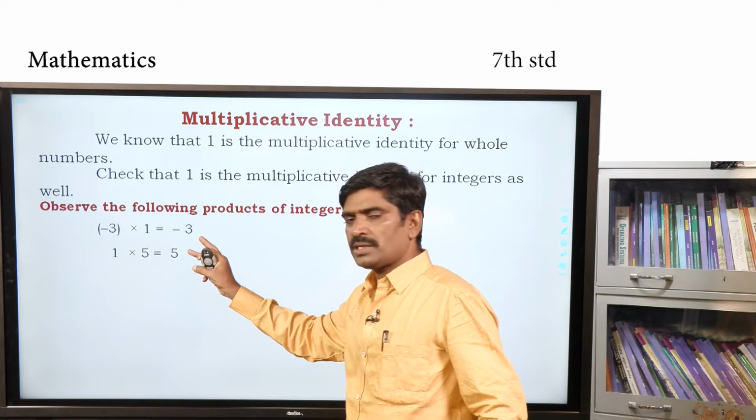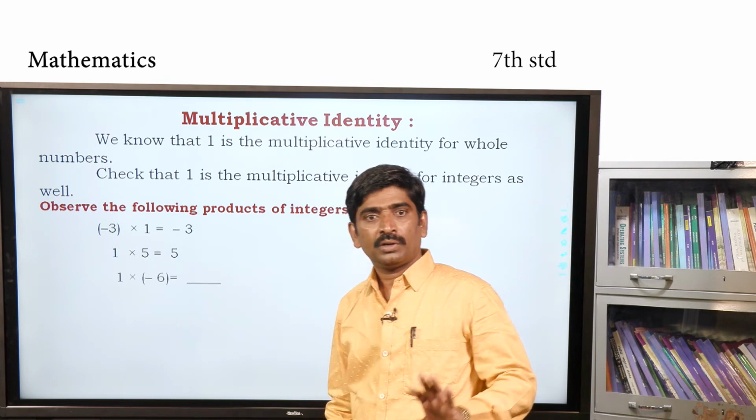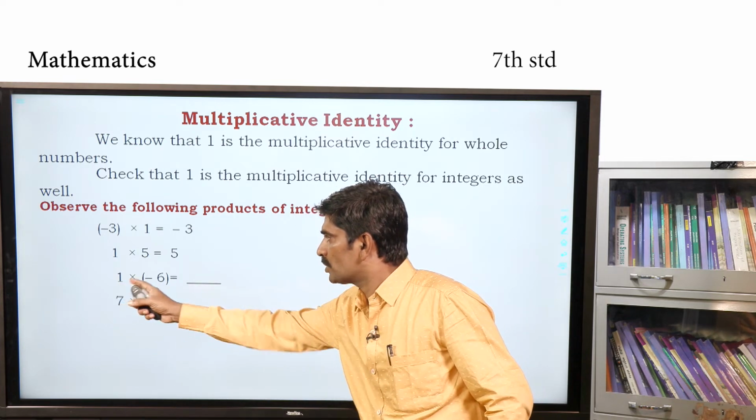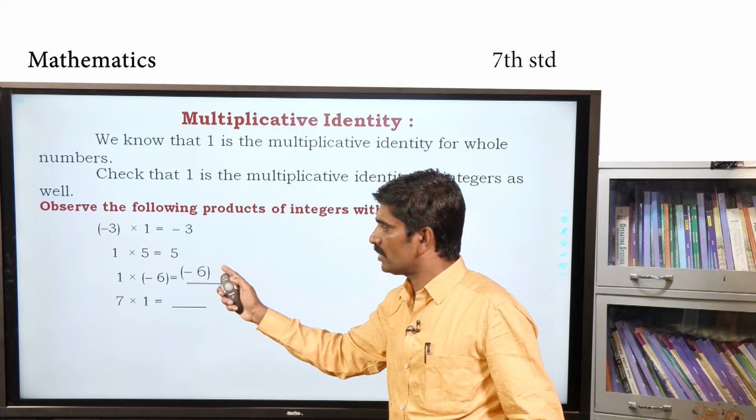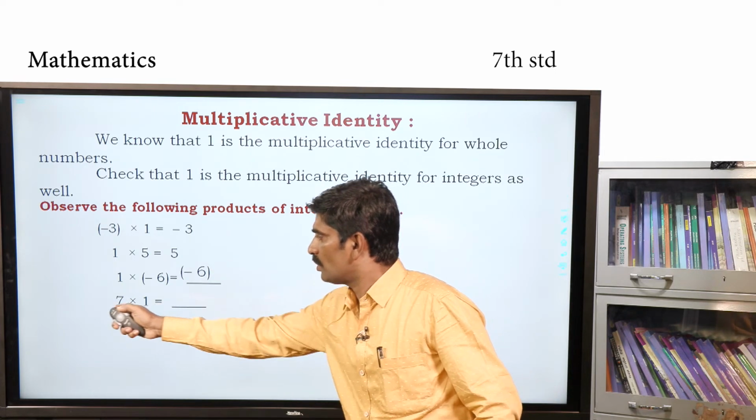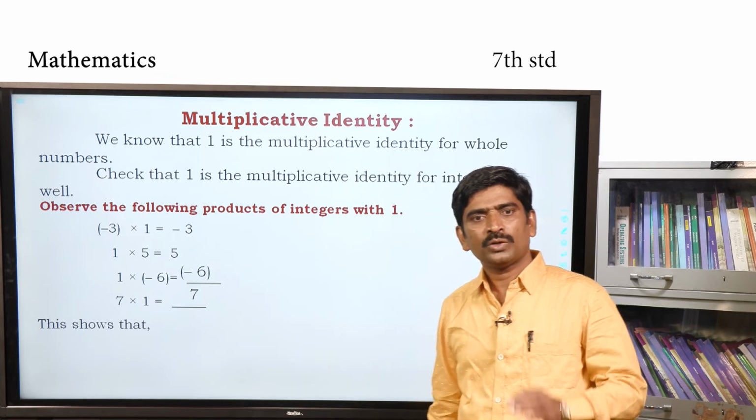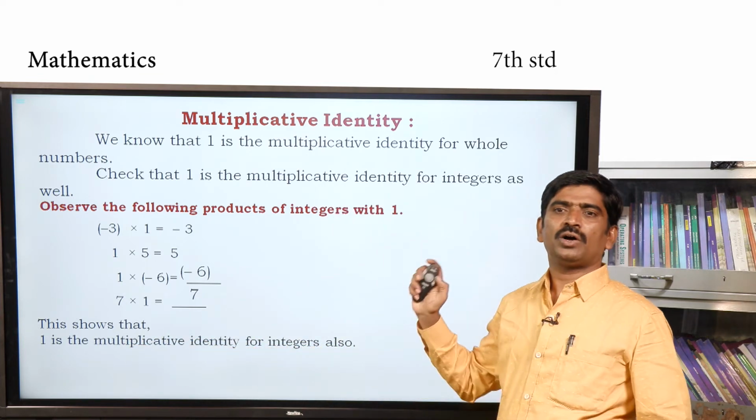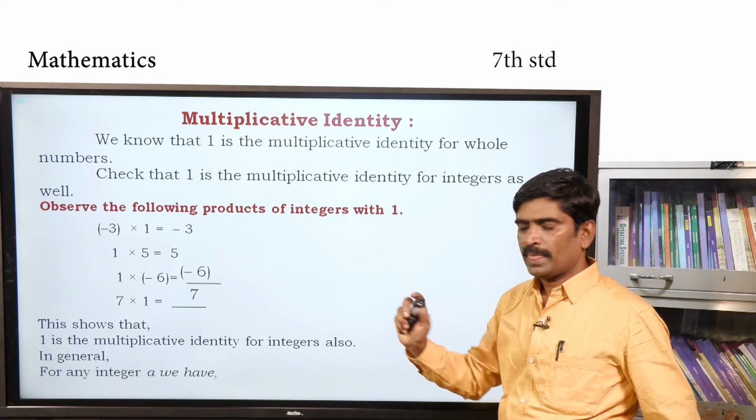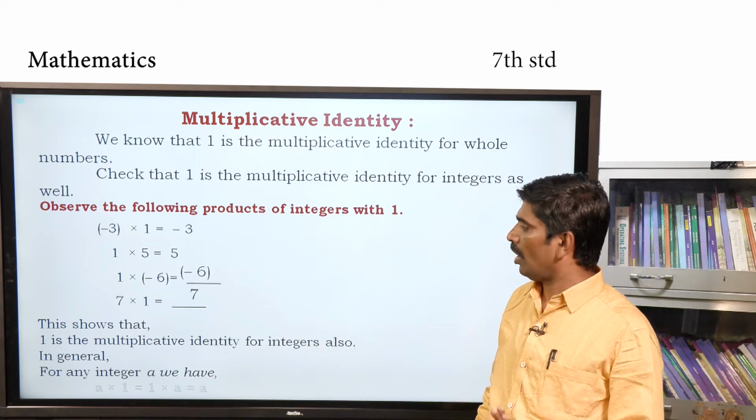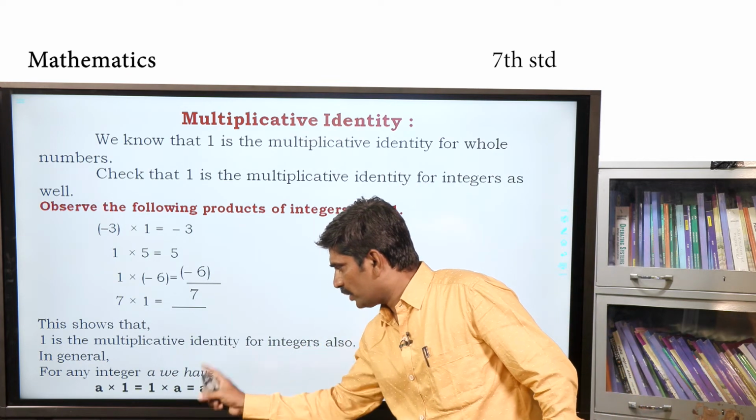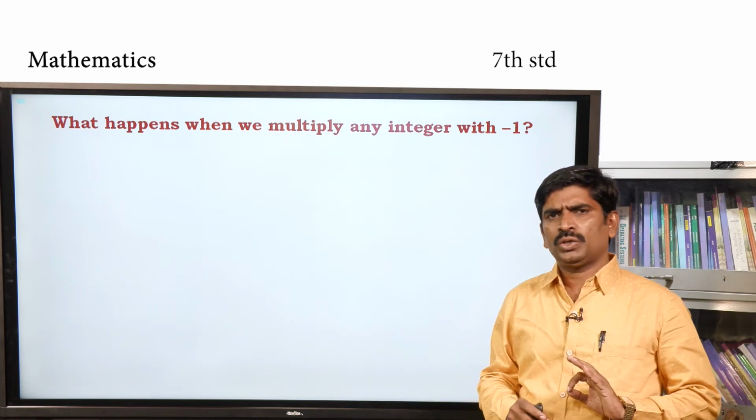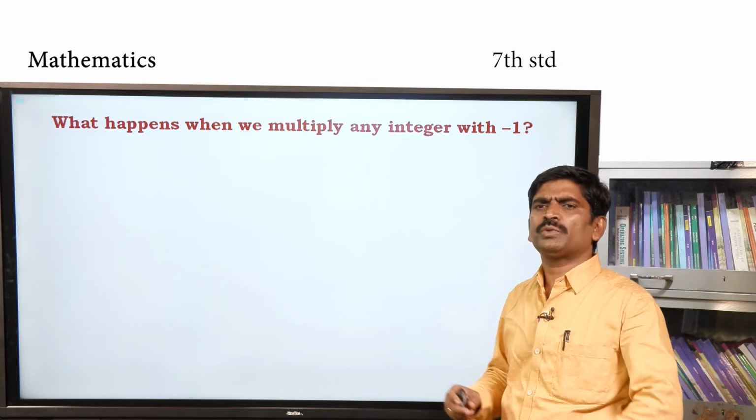Minus 3 into 1 is minus 3, 1 into 5 is 5, 1 into minus 6 is minus 6, and 7 into 1 is 7. Next, this shows that 1 is the multiplicative identity for integers also. Okay. In general, for any integer a, we have a into 1 is equal to 1 into a, that is equal to a.